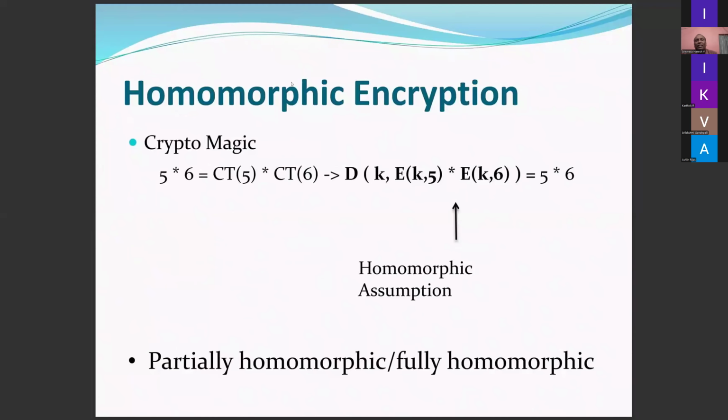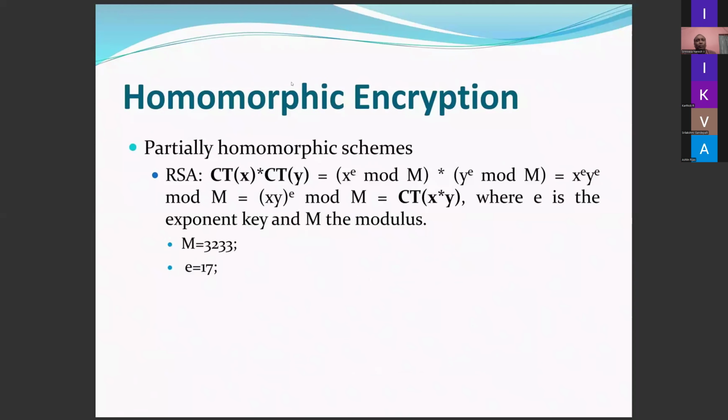I already explained that. So let us take 5 and 6. I want to multiply 5 and 6. What is 5 into 6? You all know that is 30. For that, I won't send 5 directly. So CT of 5, that means some encryption, and CT of 6. So CT of 5 into CT of 6 will be done, and CT of 30 will be there. CT will be opened only by the person who has that key. That is called homomorphic encryption.